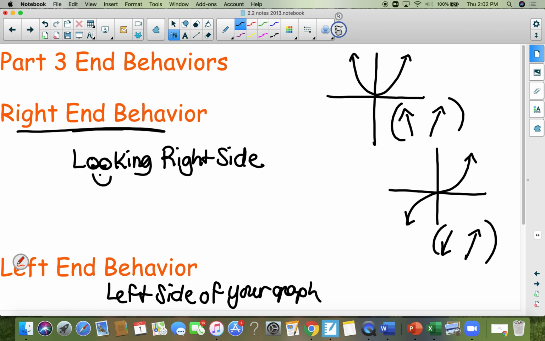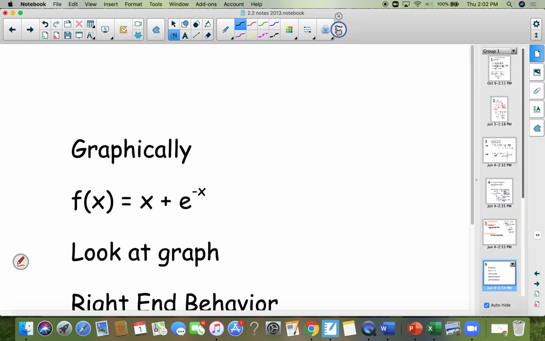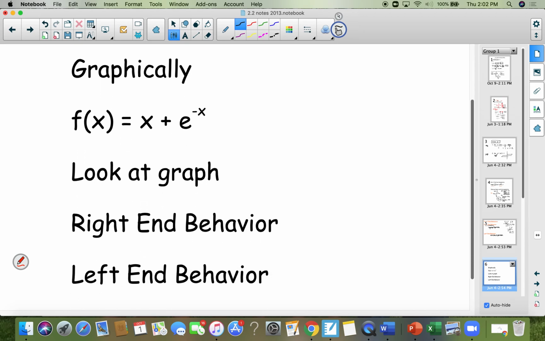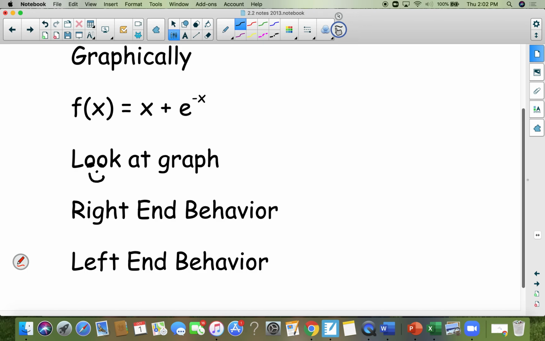This is a little bit different than what you learned in algebra. You learned that they can be both up, both down, or one up and one down, correct? But this is a little bit different. It's not that much different, but this is kind of weird, but we're going to do one right here. They're going to ask you to find the right end behavior and the left end behavior for x plus e to the negative x, which you've never seen before. So, you're going to look at the graph. I like that. So everybody graph this really quickly.